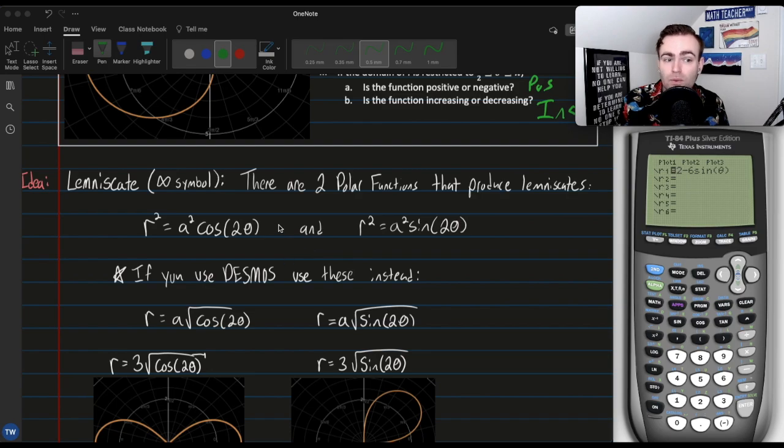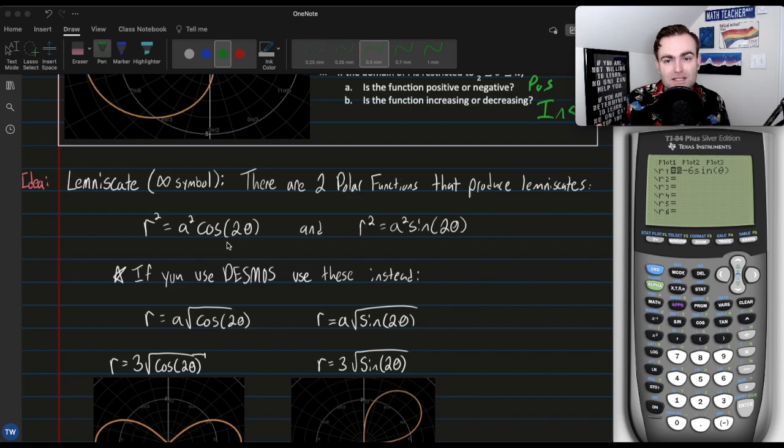And there are 2 different forms. There is one with cosine and one with sine. And they look very similar. They look like roses. The major difference is that the r and the a are squared. And they specifically have a 2 here. So that's great. That's all beautiful and all that.